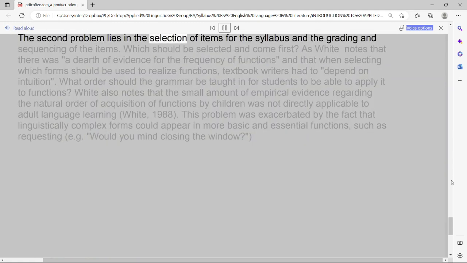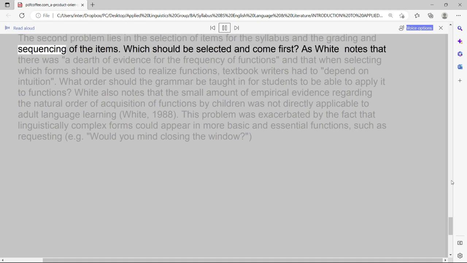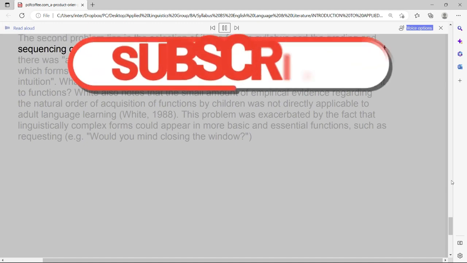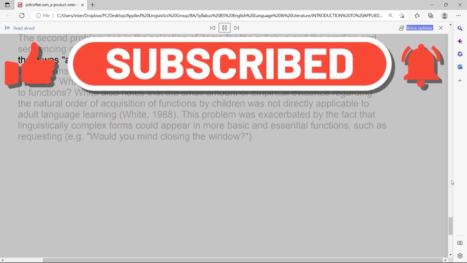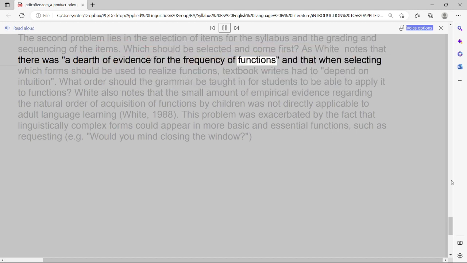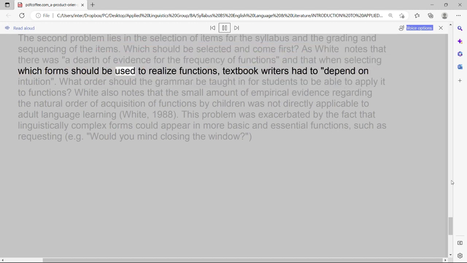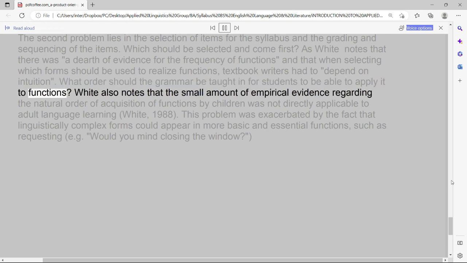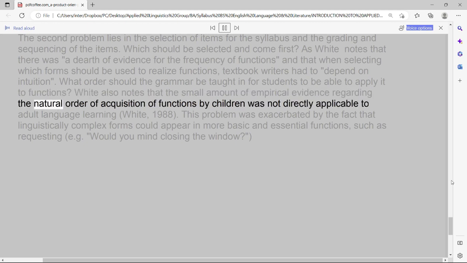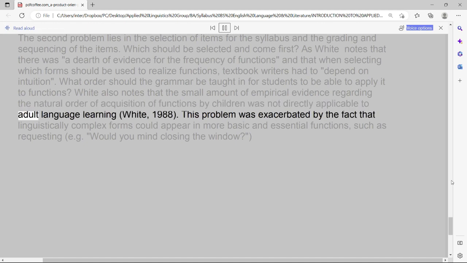The second problem lies in the selection of items for the syllabus and the grading and sequencing of the items. Which should be selected and come first? As White notes, there was a dearth of evidence for the frequency of functions, and when selecting which forms should be used to realize functions, textbook writers had to depend on intuition. What order should the grammar be taught in for students to be able to apply it to functions? White also notes that the small amount of empirical evidence regarding the natural order of acquisition of functions by children was not directly applicable to adult language learning.